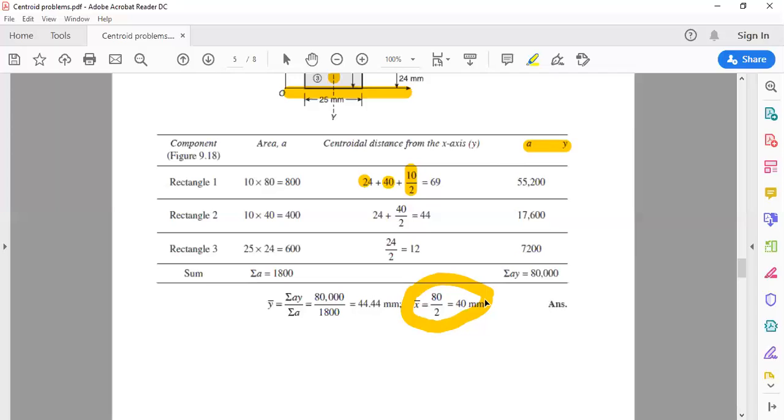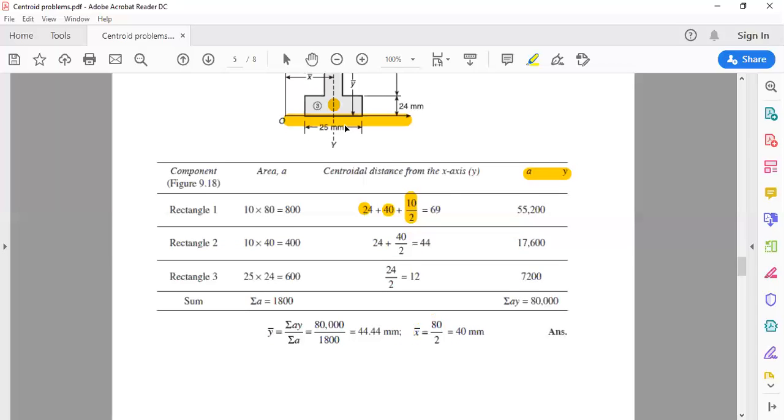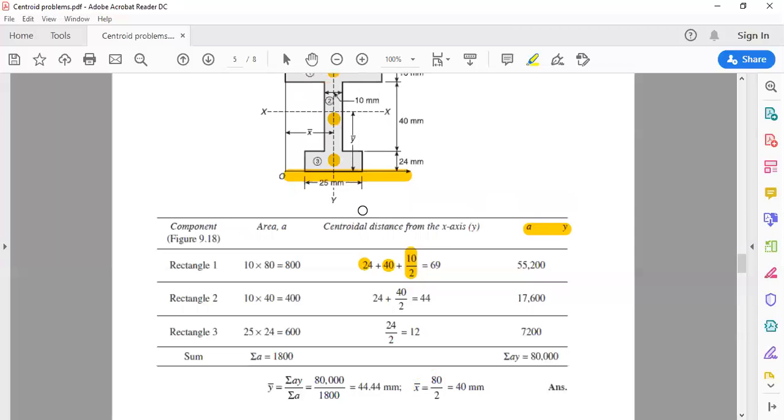So next, you have already calculated X bar. You're going to calculate Y bar, which is sigma AY divided by sigma A, which is 80,000 divided by 1800, which is 44.44. So Y bar is 44.44. Now what will you do now? This Y bar and X bar is to be shown in the diagram.